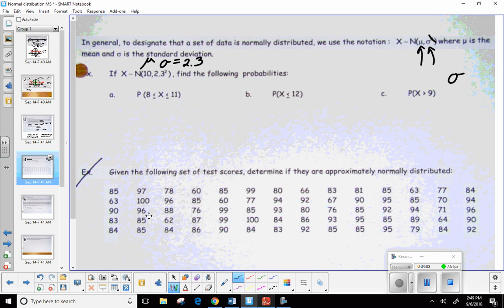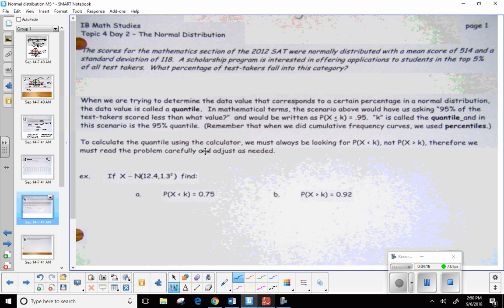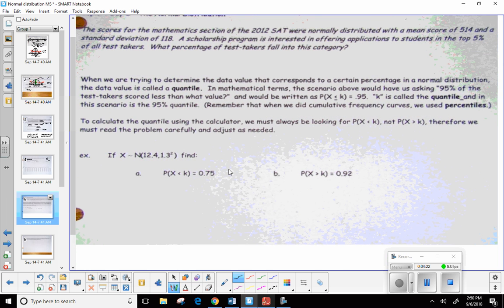Now, this problem right here, it says, given the following set of test scores, determine if they are approximately normally distributed. You're going to be told that data is already normally distributed. IB is not going to have you look into that. Okay. Now, I'm going to go ahead and allow you to read this. You can pause the video or look at your notes, but I want to go ahead and look at these last examples.